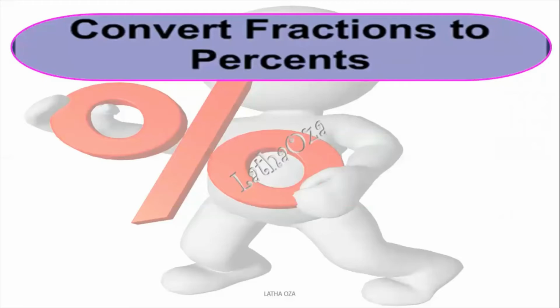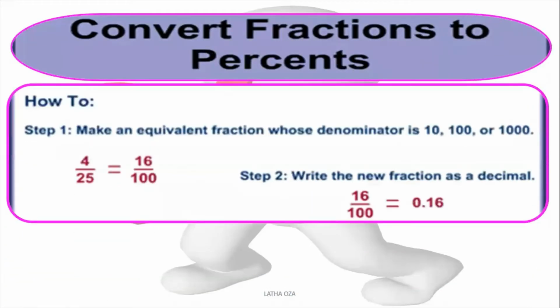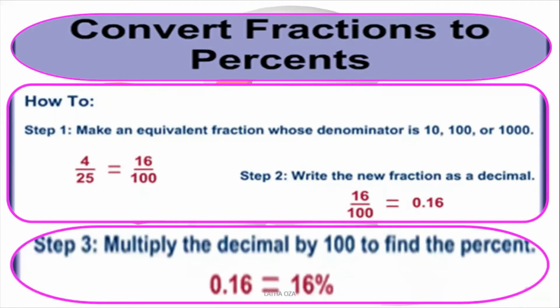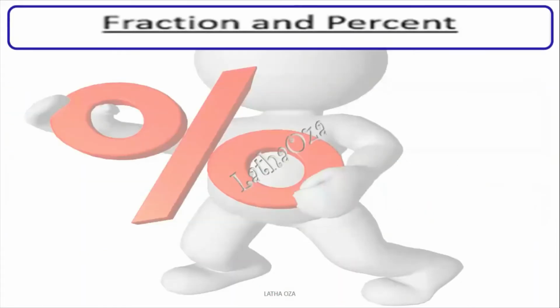Convert fractions to percent. How to do it? Step 1. Make an equivalent fraction whose denominator is 10, 100 or 1000. For example, 4 by 25 is equal to 16 by 100. Step 2. Write the new fraction as a decimal. 16 by 100 is equal to 0.16. Step 3. Multiply the decimal by 100 to find the percent. 0.16 is equal to 16%.